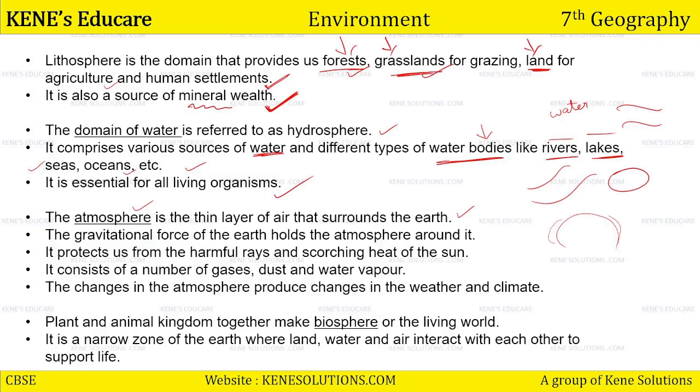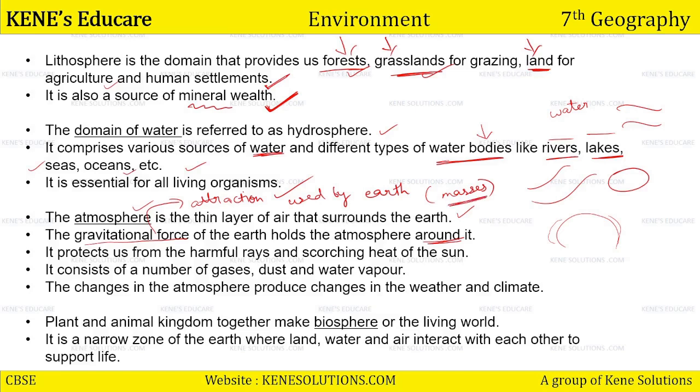The gravitational force of the earth holds the atmosphere around it. Now what is gravitational force? So in easier language you can understand, gravitational force is actually a force of attraction used by earth to attract all the masses near its surface. So anything which will be near the earth, earth will attract that mass towards it.